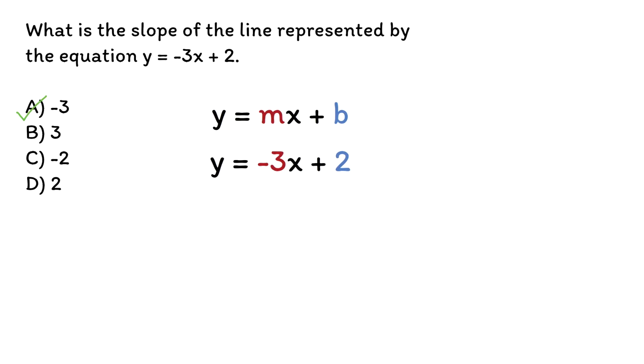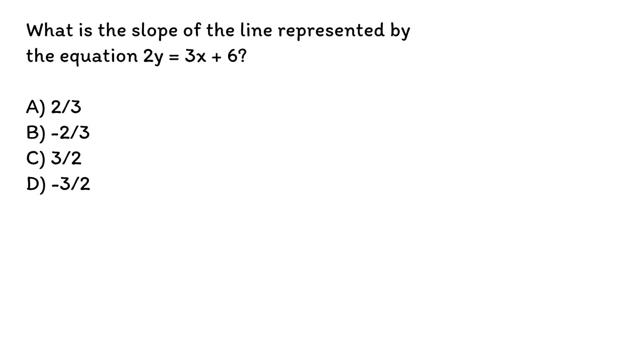Let's look at a similar question to this, but one that will require a little more. What is the slope of the line represented by the equation 2y equals 3x plus 6? A. 2 over 3. B. Negative 2 over 3. C. 3 over 2. D. Negative 3 over 2. The correct answer is C.